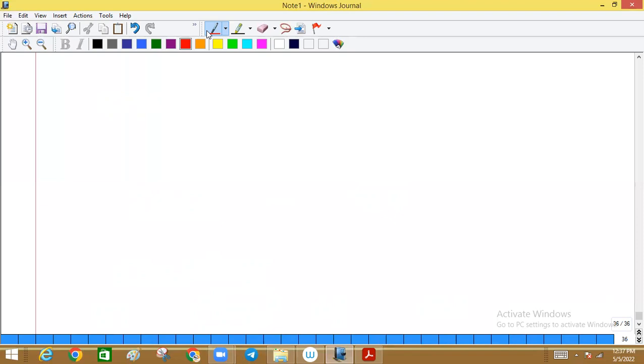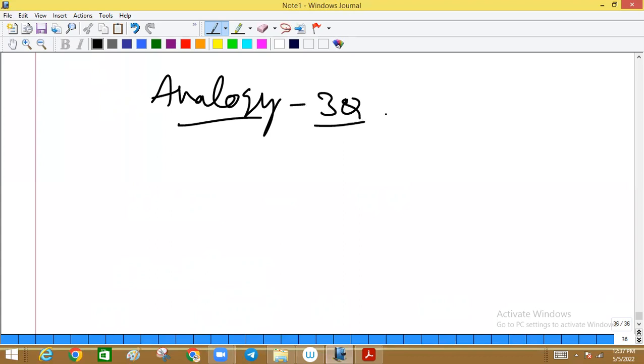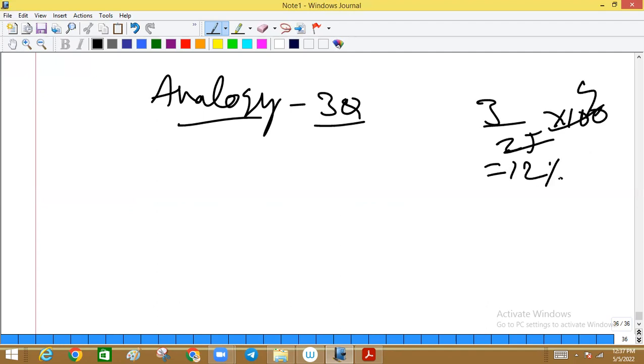Write down: Analogy. Very, very important for SSC. Why? Because it's not difficult, and it has a good number of questions. How many? 3 questions from this area. So 3 out of 25 means what percent? 3 by 25 into 100. The weightage is 12%. So obviously 12% is a very good weightage in SSC, right?